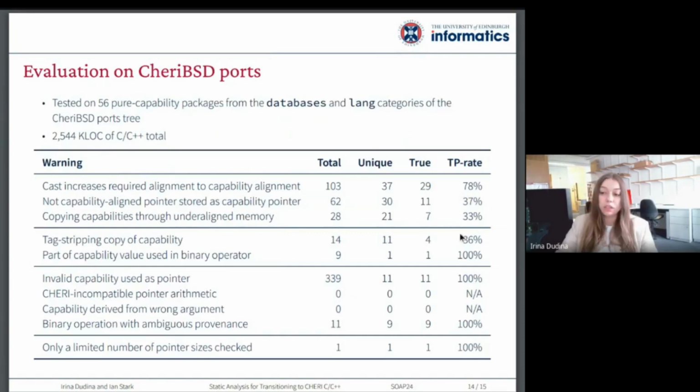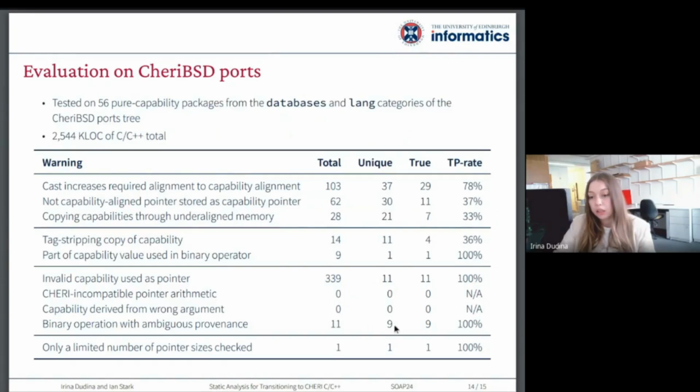We could see that warnings that rely on this void star assumption have a significantly lower true positive rate, but we do not want to abandon this assumption because we would lose some very good true positives that are hard to detect and investigate otherwise. The same applies to the second checker, tag-stripping copy of a capability. Again, such a low true positive rate is explained by this assumption, but we actually detected a custom implementation of memcopy and qsort and other tag-stripping functions.